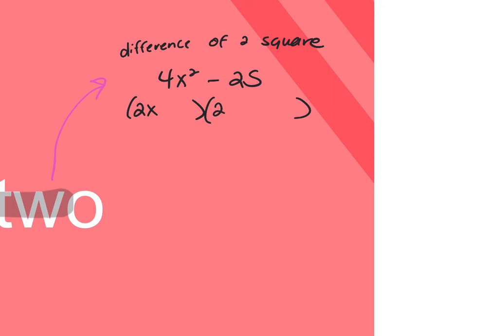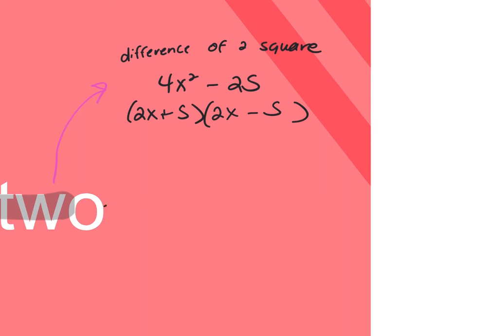The first would be the difference of two squares, where you'd get a perfect square and a minus between them. So then I would factor by square rooting the first one and square rooting the second one, and one gets a plus and one gets a minus.